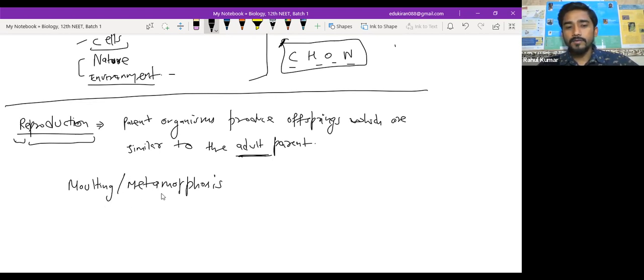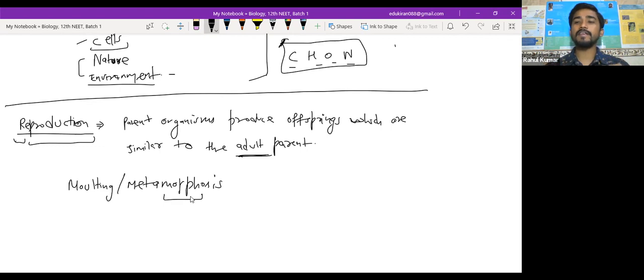Now, you can write this for today's terminology section. You will read a lot of words in biology like morphology, morphogenesis, metamorphosis. So what does morph mean? Morph means appearance.